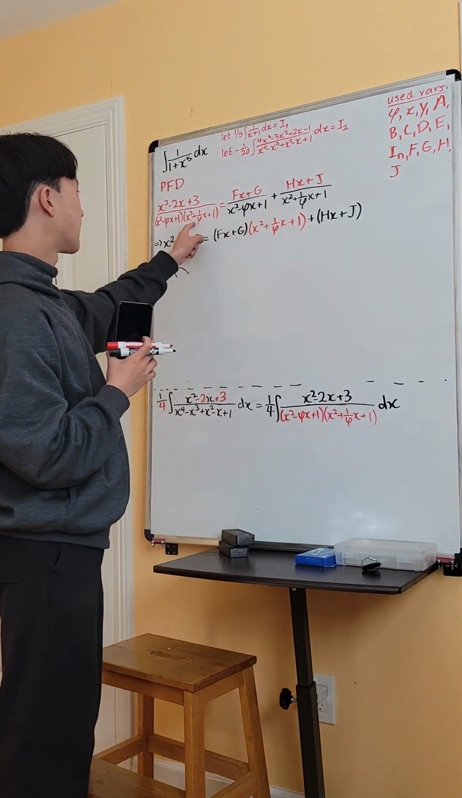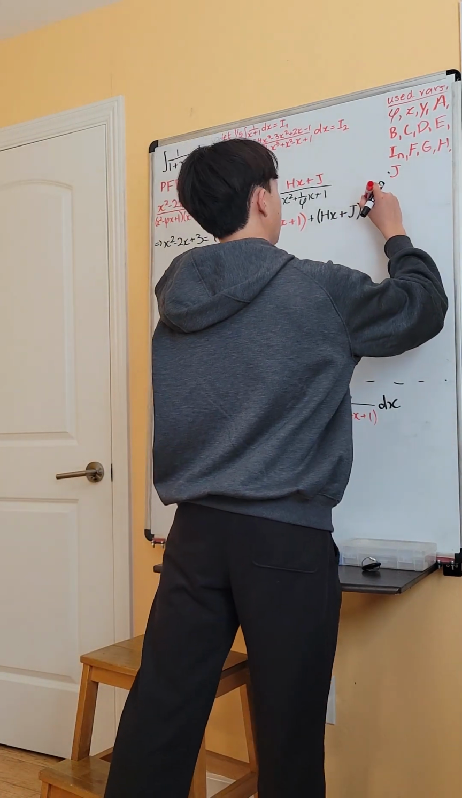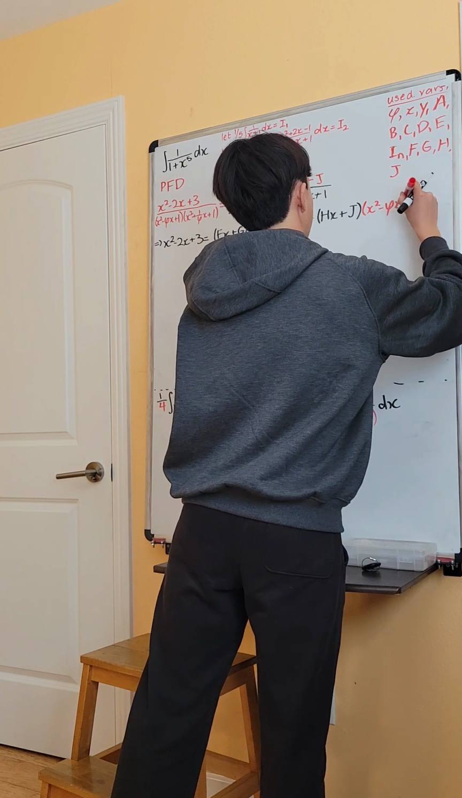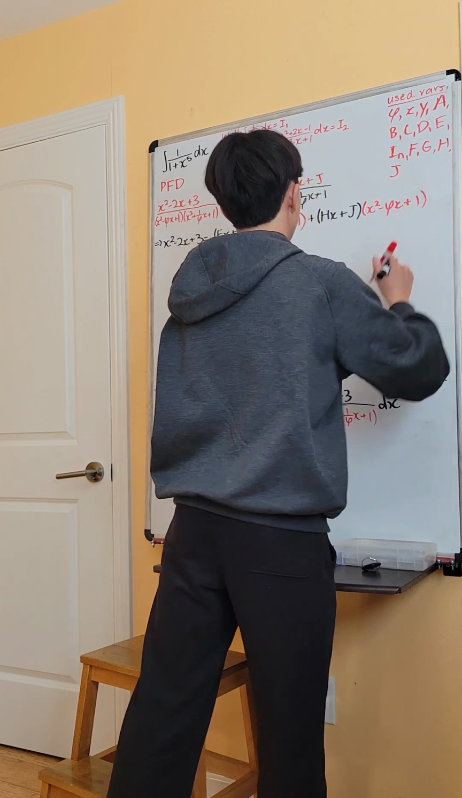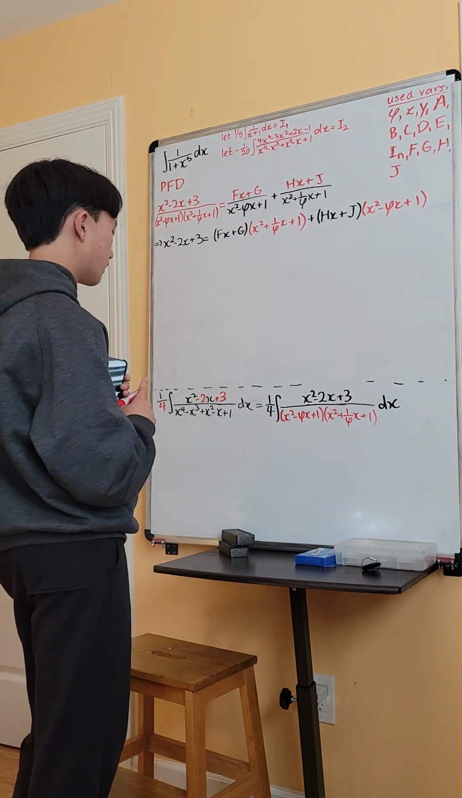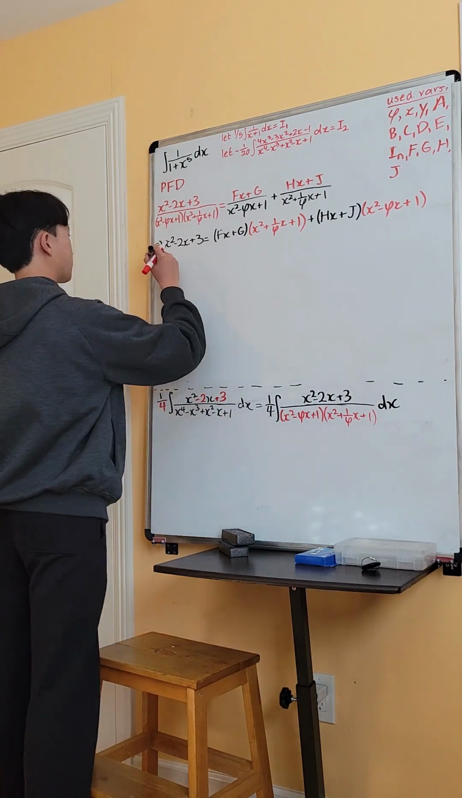This 1 over 5 cancels with this 1 over 5. We just have that left. So this is now multiplied by the trinomial x squared minus 5x plus 1, and we have nothing left to do but expand this out. Yeah, so let's write an equal sign here.